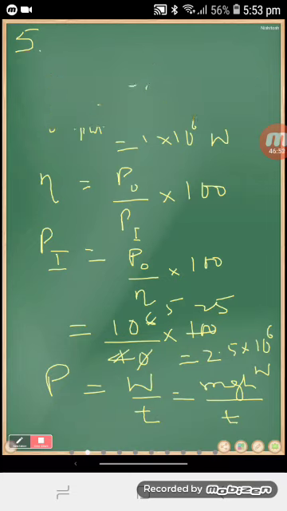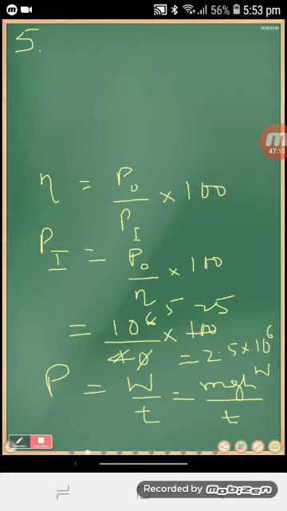Remember that whenever efficiency has to be calculated in terms of power input and power output, it is power output upon power input into 100. Sometimes power output is given as useful power and power input is the total power. So here we now have to find M.